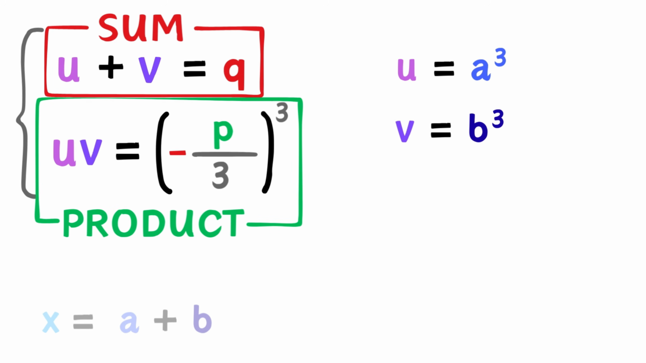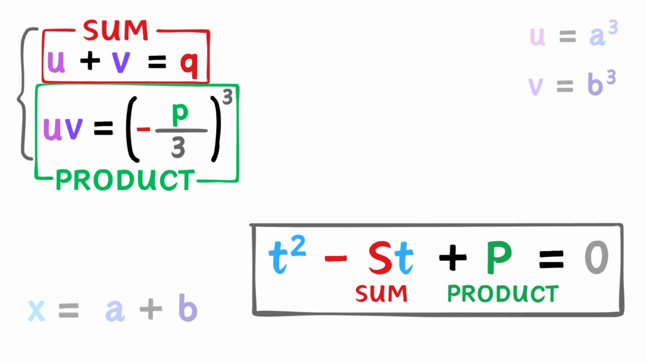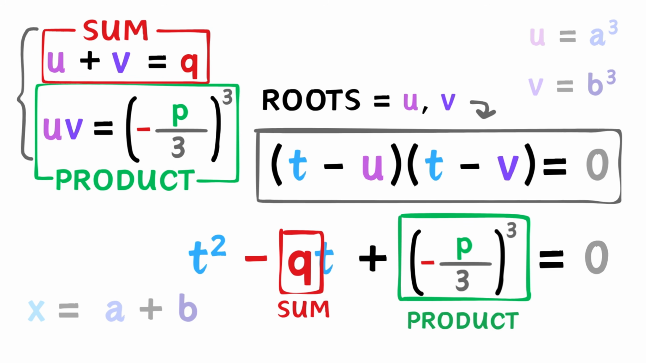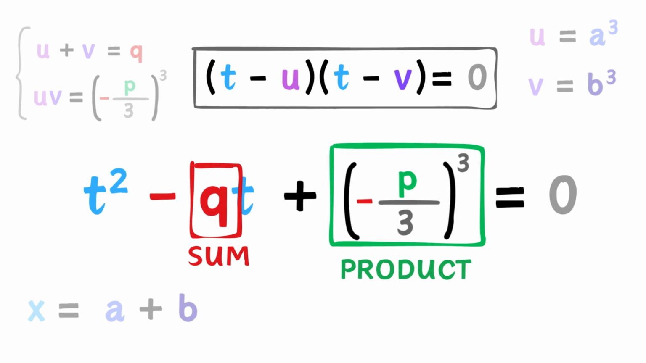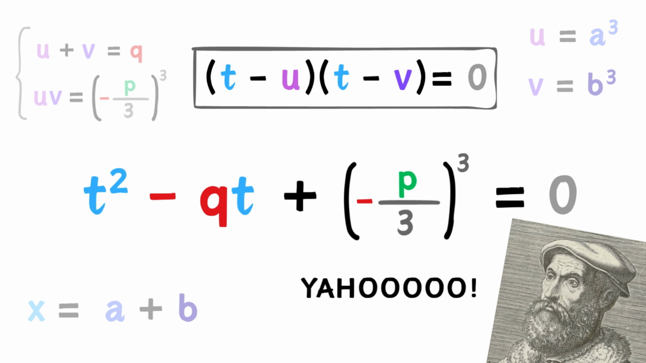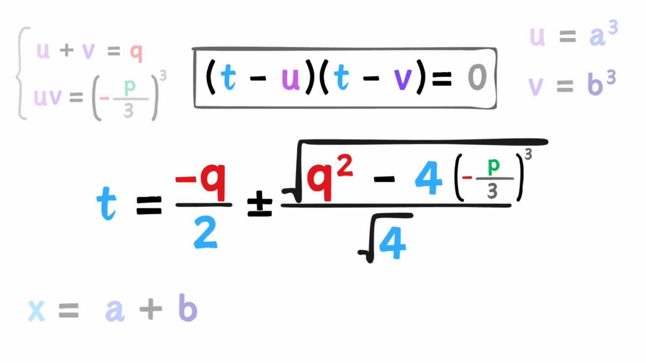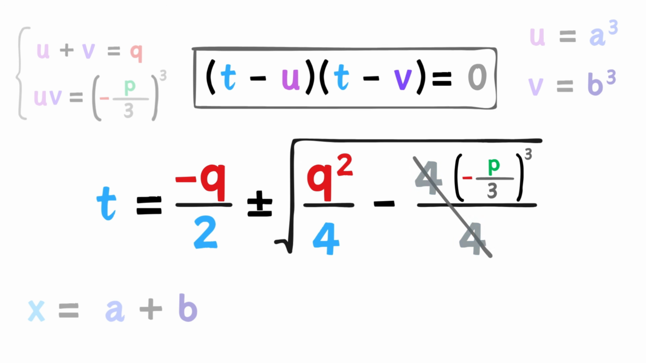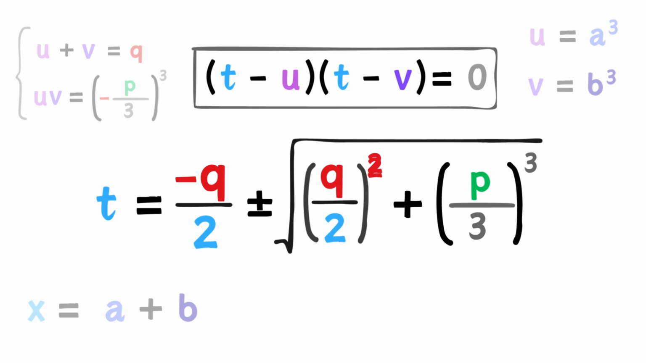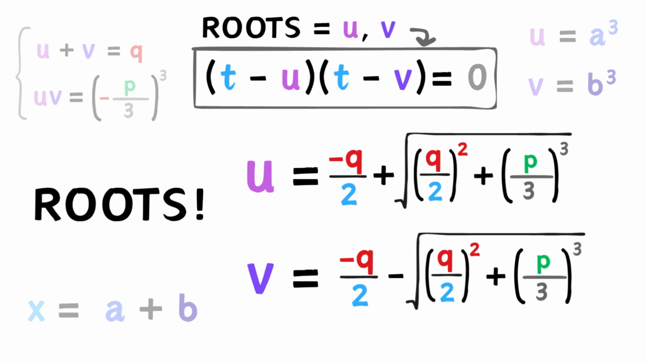Now we have the sum and product of u and v. Using the sum and product, we know that we can rewrite this as a quadratic with u and v as the roots. So secretly, Tartaglia turned a cubic into a quadratic, and they knew how to solve that. We do too. The quadratic formula. We can substitute in and simplify. And once we do that, we've solved for u and v because u and v are the roots.